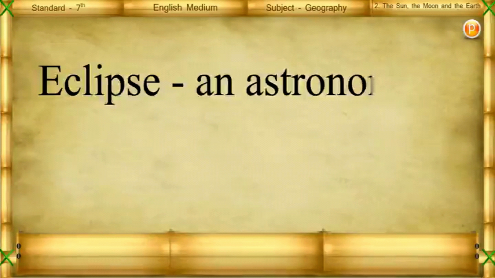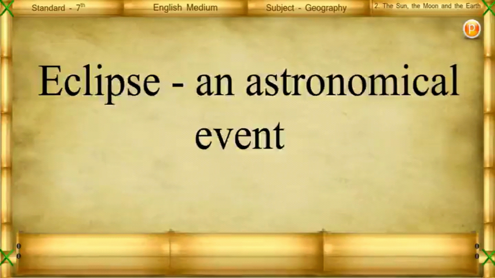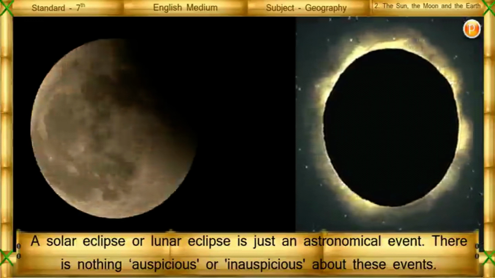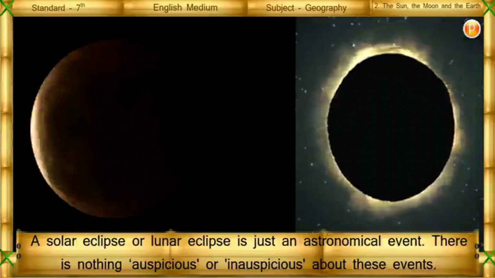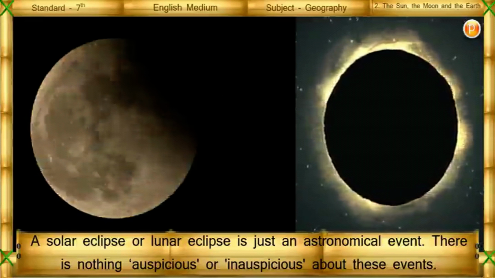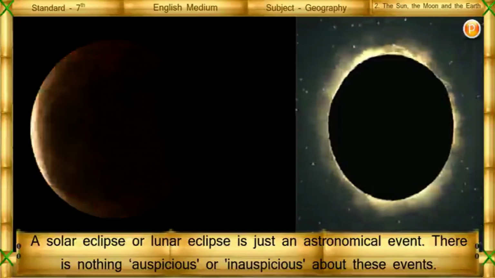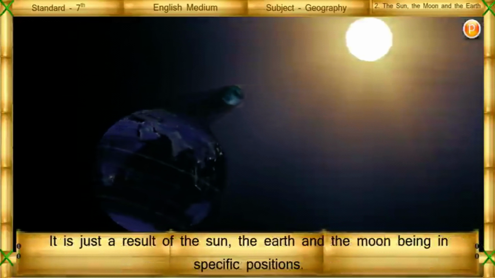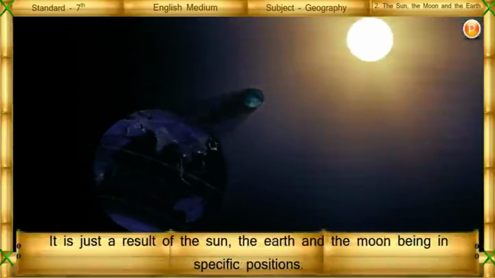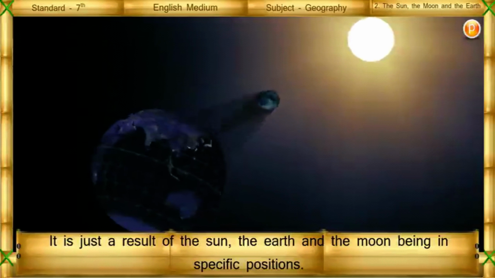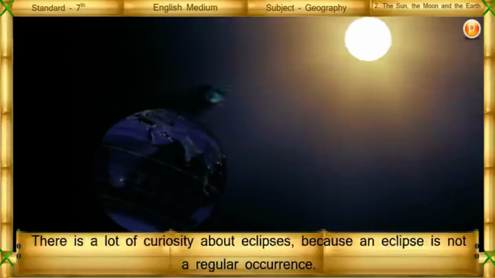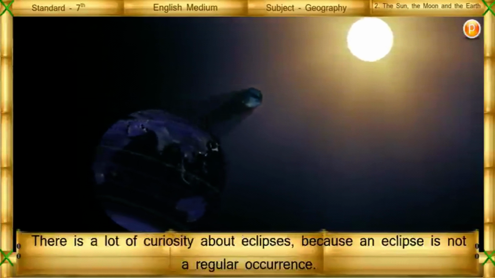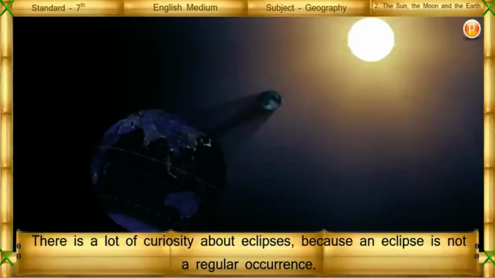Eclipse, an astronomical event. A solar eclipse or lunar eclipse is just an astronomical event. There is nothing auspicious or inauspicious about these events. It is just a result of the sun, the earth and the moon being in specific positions. There is a lot of curiosity about eclipses because an eclipse is not a regular occurrence.